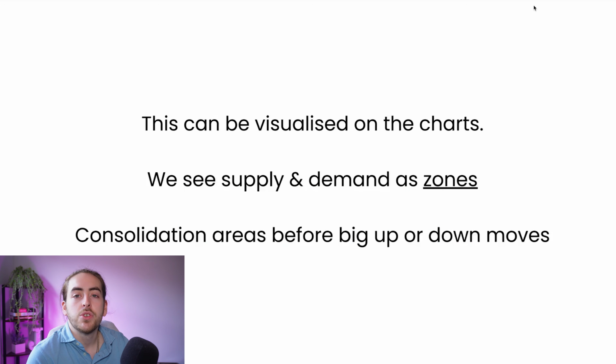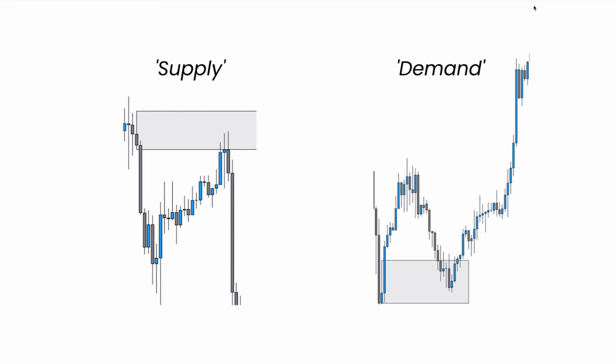Now, this can actually be visualized on the charts. We see supply and demand as zones. And these zones are basically visualized as consolidation areas before big up or down moves. Now, consolidation is basically a phase where the market goes sideways before we get a big push up or down. So here's an example. On the left, we have a supply zone. Basically, we see here, we have this consolidation before this big down move. When the market pulls back to it, we sell off again. That is the supply zone.